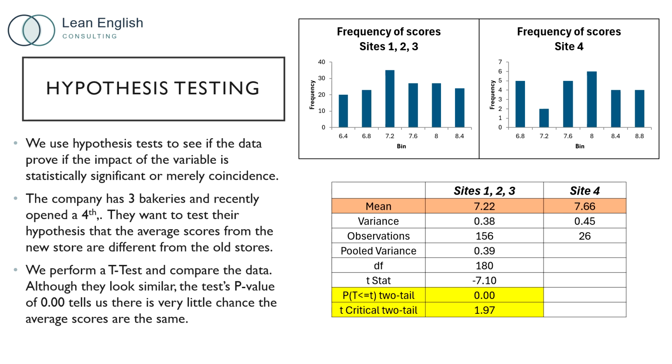We perform a t-test and compare the data. The averages of 7.22 and 7.66 are similar, but the test's p-value of 0.00, highlighted in yellow at the bottom of the table, tells us there is very little chance the average scores are the same. The scores from Site 4 are higher. If there was suspicion that Site 4 was a problem, this test proves otherwise.